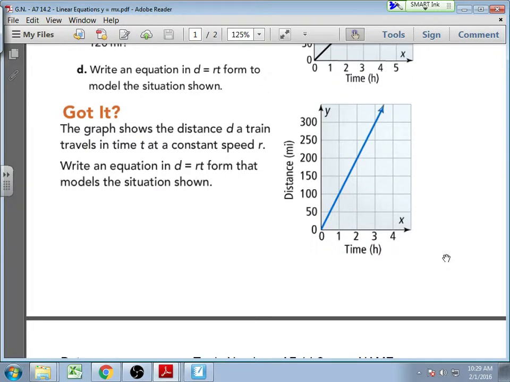The graph shows distance a train travels. Trains are a very efficient way to get places. Write an equation in d = rt form that models this situation. So give it a shot. I'll give you about 30 seconds. Put it in d = rt form.